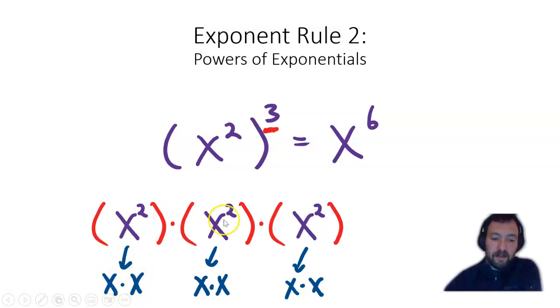X squared means x times x. This x squared is x times x. And the last one, x times x. And so again, ask yourself, how many x's do you have in total? Well, it's 3 groups of 2's, or 2 plus 2 plus 2, is x to the 6th. And so there's the second rule written out.